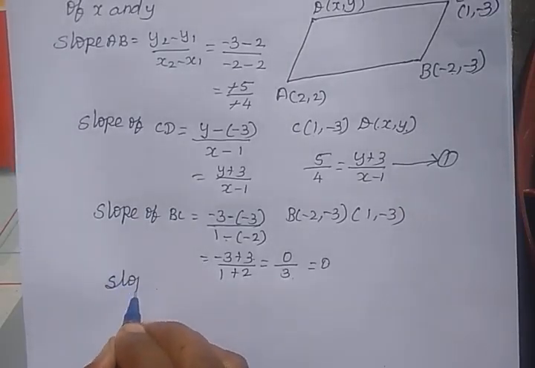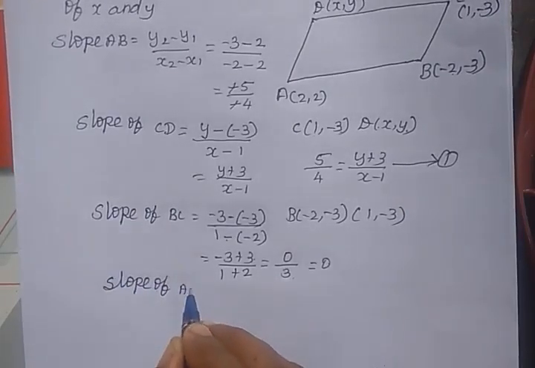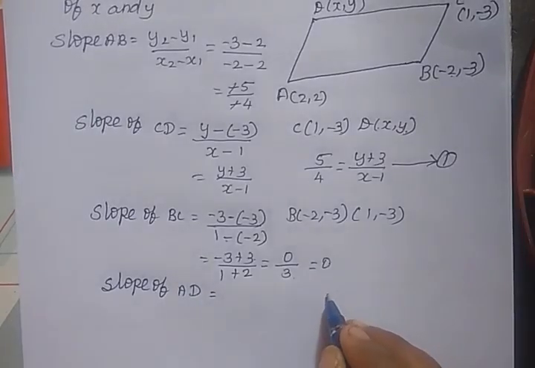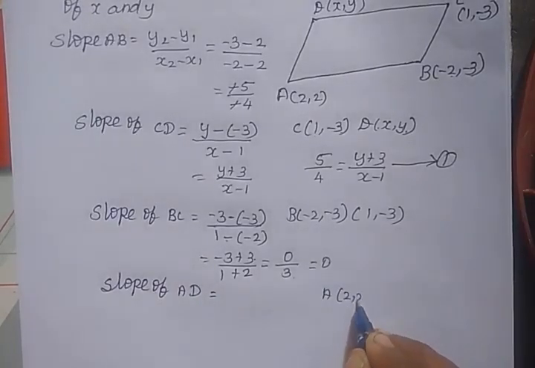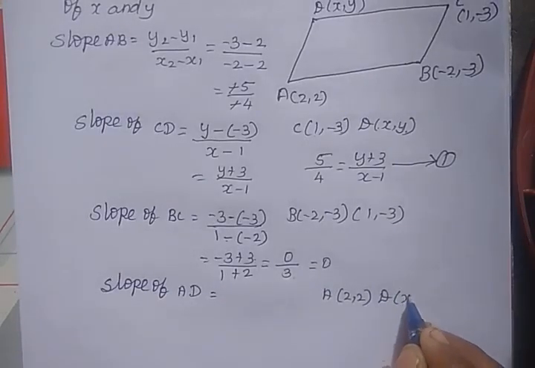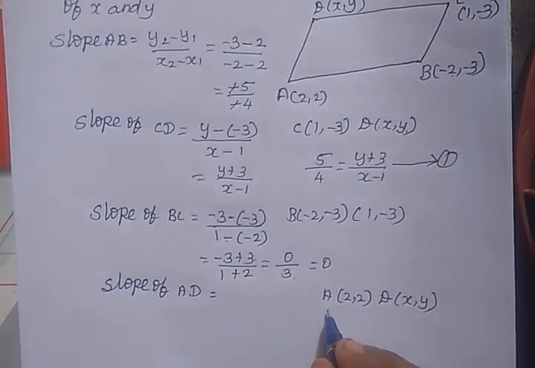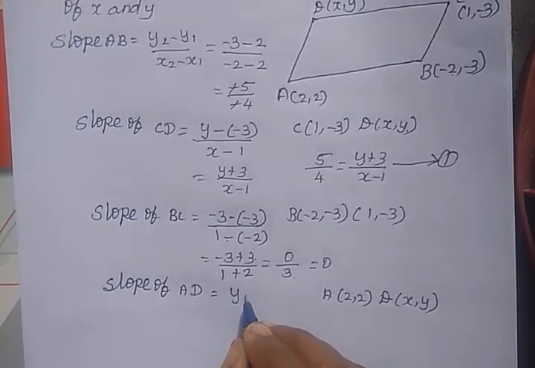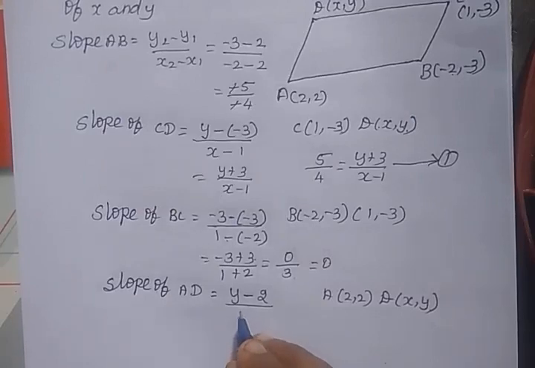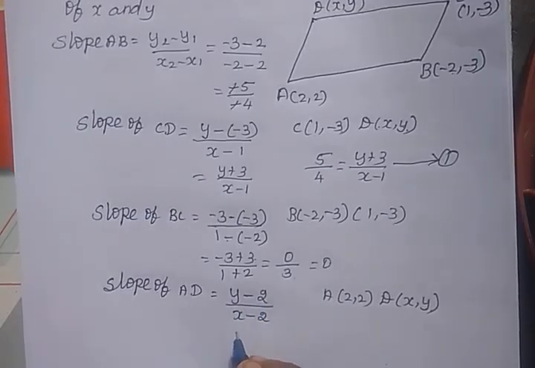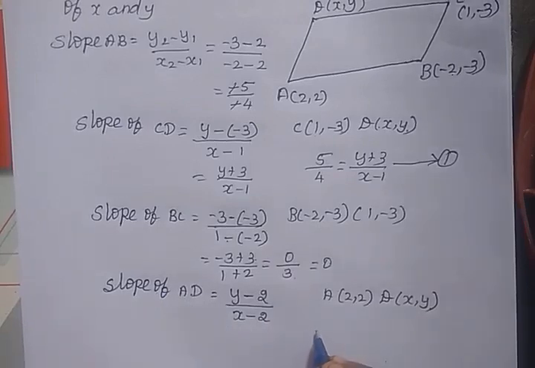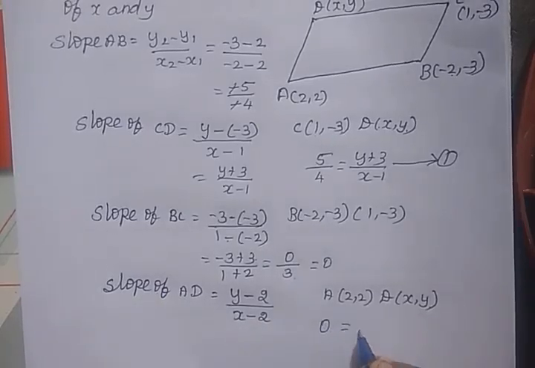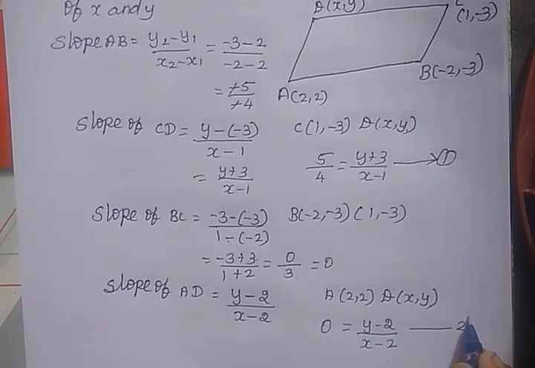Next, slope of AD. A is (2, 2) and D is (x, y). Then here y2 is y, y1 is 2, by x2 is x and x1 is 2. So that is (y minus 2) by (x minus 2). Slope of BC is equal to slope of AD. Then BC is 0 and AD is (y minus 2) by (x minus 2). So this is equal to the second equation.